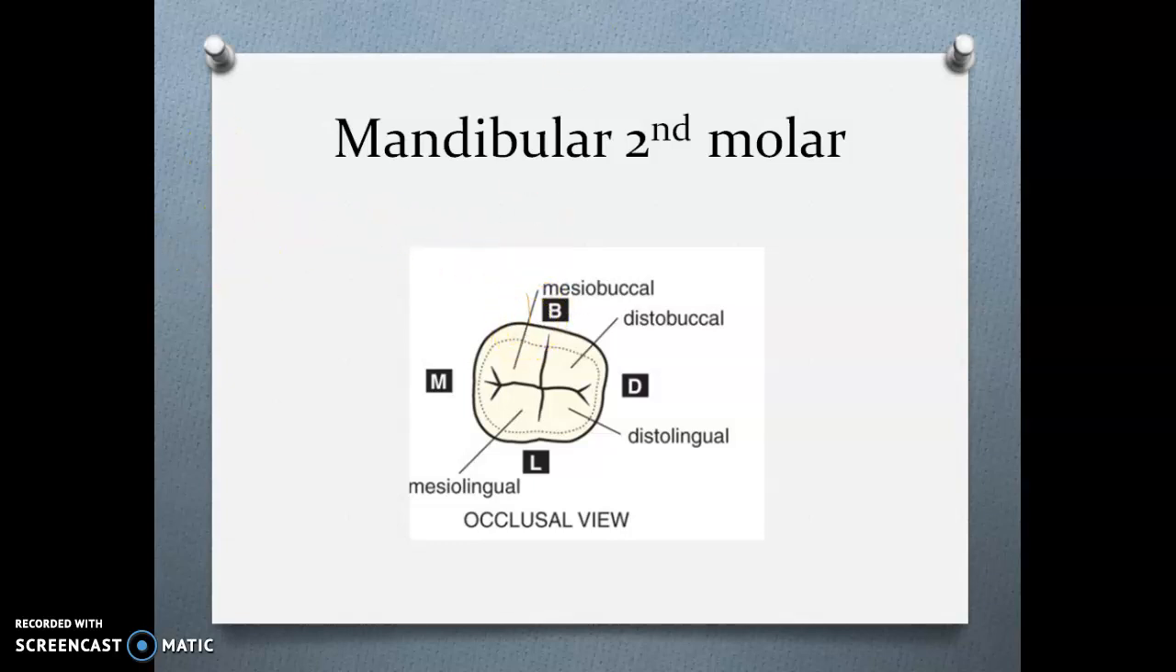In this picture, you will be able to see that the mandibular second molar has two buccal cusps, the mesiobuccal and the distobuccal cusp, and the mesiolingual and the distolingual cusp. So two buccal cusps and two lingual cusps, a total of four. And then you have here the mesial triangular fossa and the distal triangular fossa.